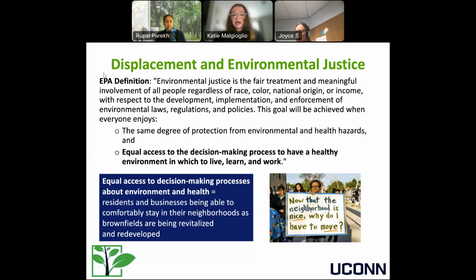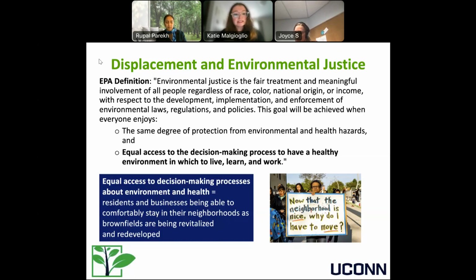I want to emphasize this last point: equal access to the decision-making processes to have a healthy environment. Equitable, fair, inclusive, participatory decision-making in communities will lead to policies and initiatives that protect current residents and businesses from being displaced. There are lots of examples of successful anti-displacement initiatives and communities fighting for their rights and winning that we're happy to share with you, and we'll share some strategies on the following slides. But when people are welcomed into spaces where decisions are being made and are called into that process, it results in better outcomes for communities, for public health, for our environment, and for the environmental justice movement as a whole.